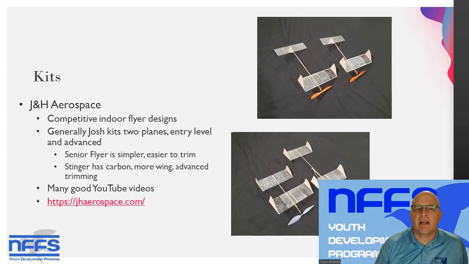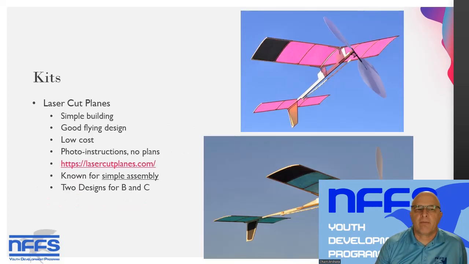The Stinger has carbon for the leading and trailing edge. It's a bit more advanced in terms of trimming. It's got a little bit more wing, a little bit more stab, especially in C division. That makes for a little bit more challenge in trimming, but they're very good flying planes.